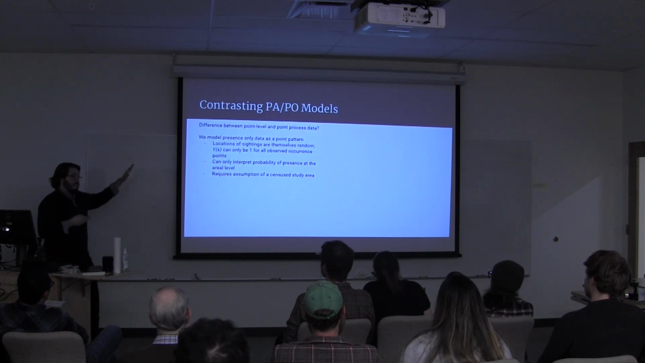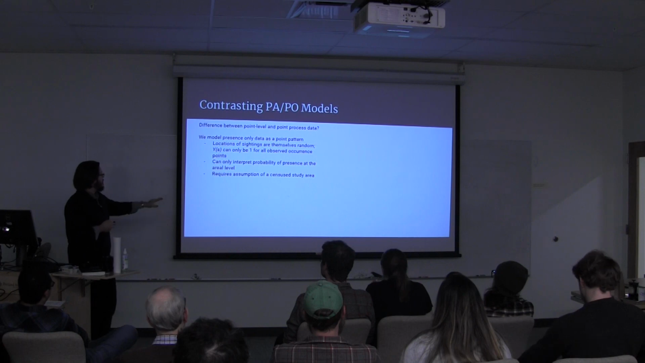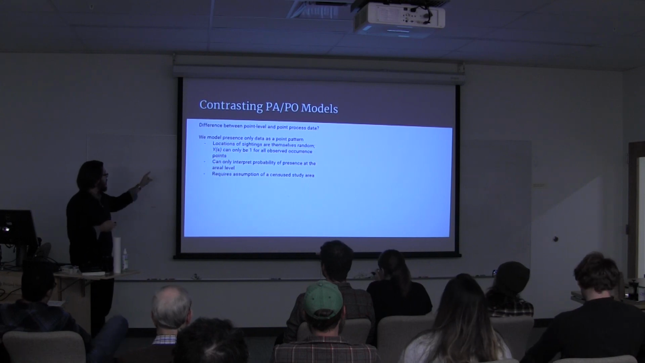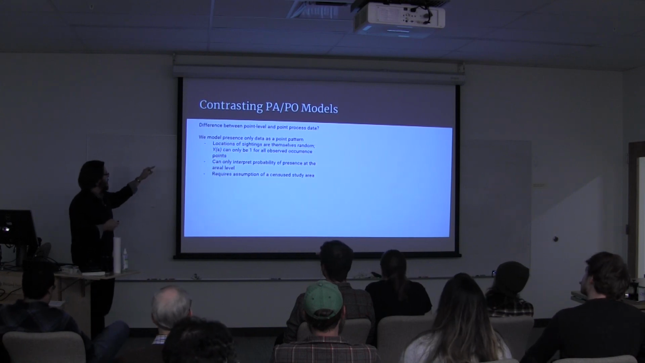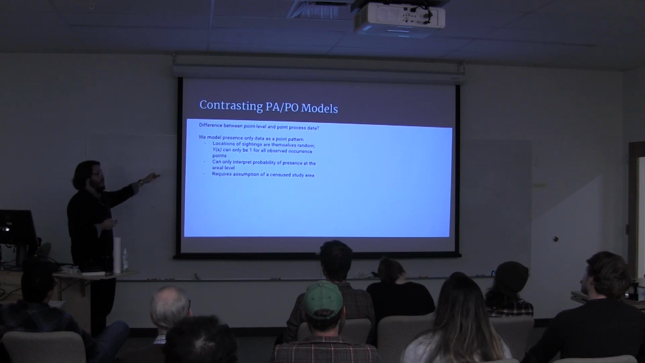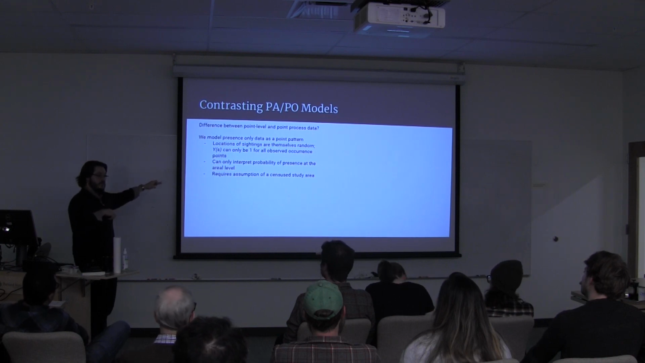So here's, just to make sure we're all on the same page about the differences, we model presence-only data as a point pattern. So the locations are random. We can only interpret probability of presence at the areal level by integrating. And it requires that assumption of a census study area.